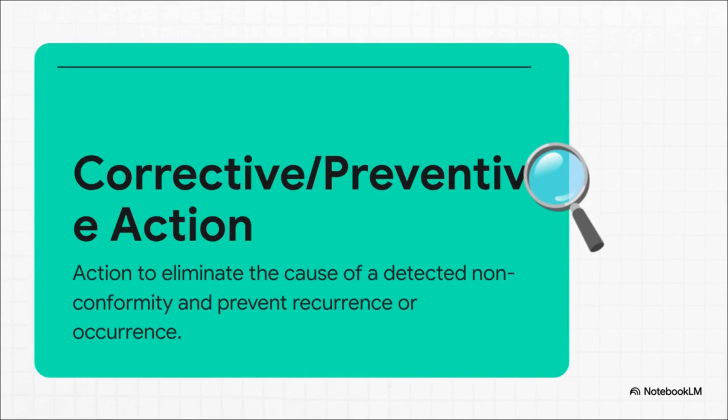CAPA. It stands for Corrective and Preventative Action, and you can basically think of it as the system's detective and repair crew all in one. When something goes sideways, CAPA is the formal process for figuring out what happened, why it happened, and most importantly, making sure it can never, ever happen again.